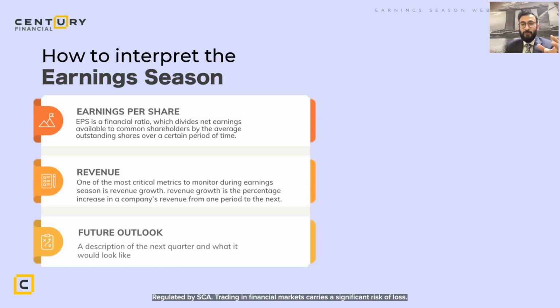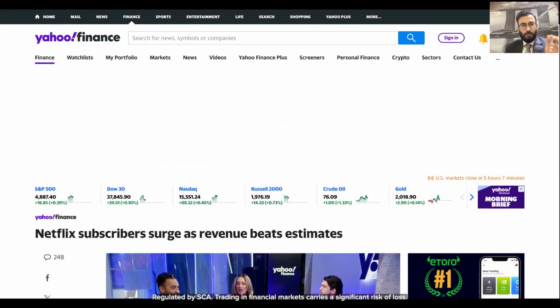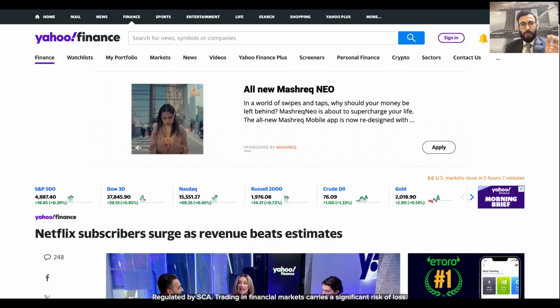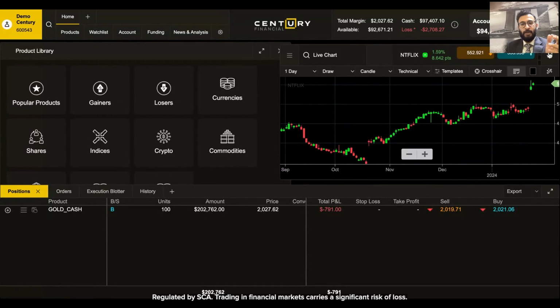What was the impact of the positive revenue and the increased subscriber service on Netflix, right? Let's see how it impacted. So I'm going to switch to the live investments account, where you can actually see what the impact was right here. And yeah, this is the live chart for Netflix, guys.